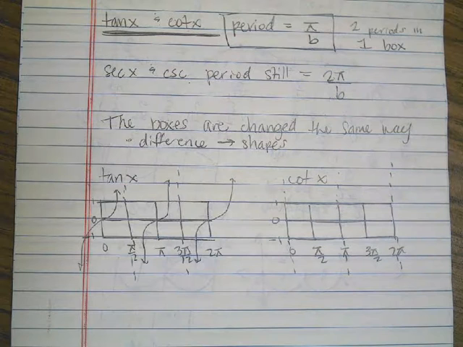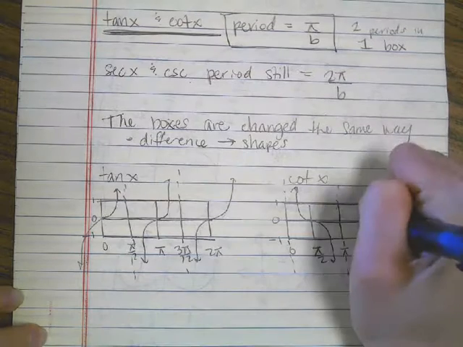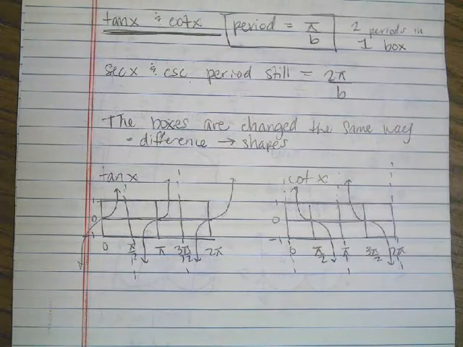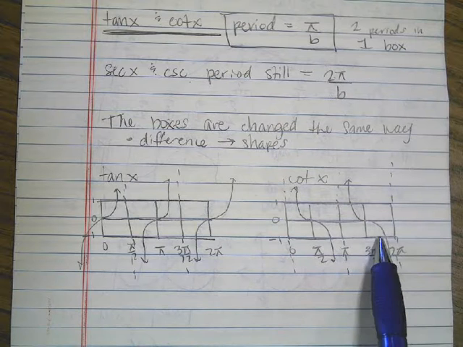For cotangent, it's the same thing, only it's flipped horizontally, so it goes like this and like this, and it doesn't cross the vertical asymptote. So there's 2 of them. When I said there were 2 periods in one box, that's what I meant. There's 2 of the exact same things in one box.